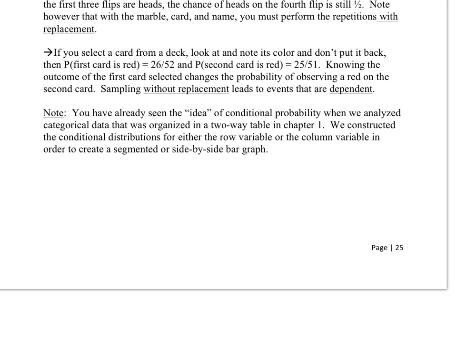This idea of conditional probability has happened before. We worked in Chapter 1 on two-way tables, and in those tables, when we were asked to make conditional distributions for the row or column variable, we generated percentages for those distributions based on conditional probabilities to draw the side-by-side or segmented bar graphs.